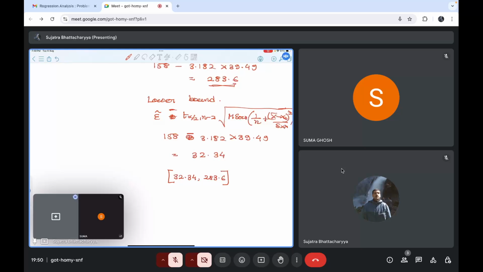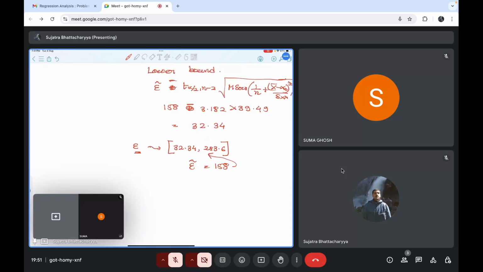So this is your estimate. Okay, this is the confidence interval for the actual population mean. But you know that E hat is 158, which lies in it, which is a validation that it is fine. And of course, it will, because we have taken this as the reference, 158, subtracting sometimes and then adding sometimes. Okay, so we have 9 minutes left.